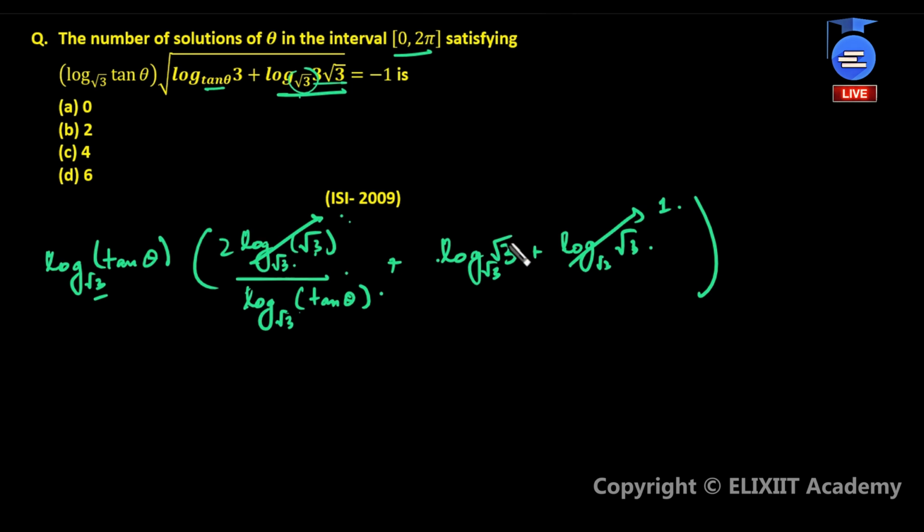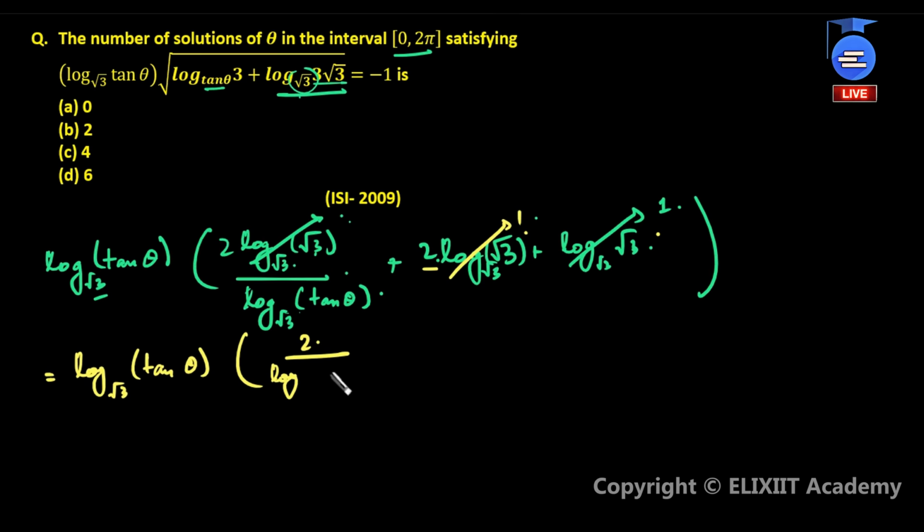This 3 is nothing but √3 whole square. Again, so this 2 will come down once again. 2 comes down over here. So this becomes log √3 base √3. This will again become 1. So 2 into 1 plus 1. So that's 2 plus 1, 3. Okay, so our inside portion is now simplified to log of tan theta √3 times, this becomes 2. This is 2 upon log tan theta base √3 plus 2 plus 1, 3 over here. This is our simplified version actually.